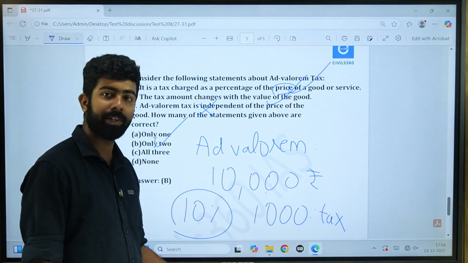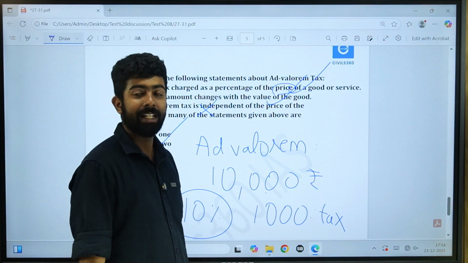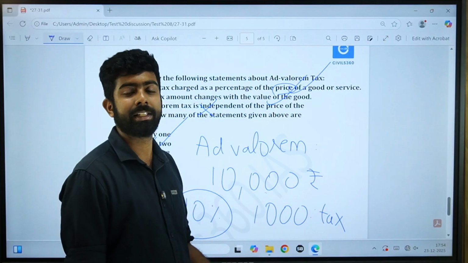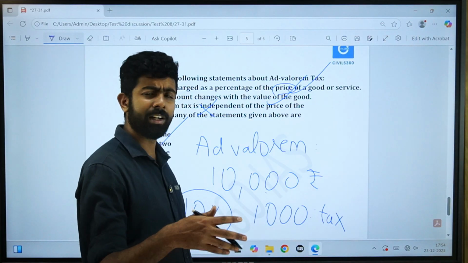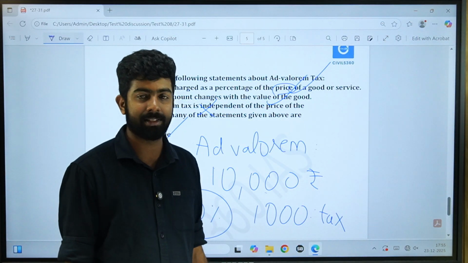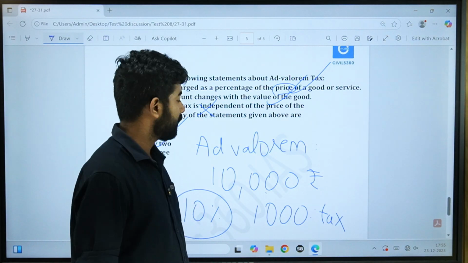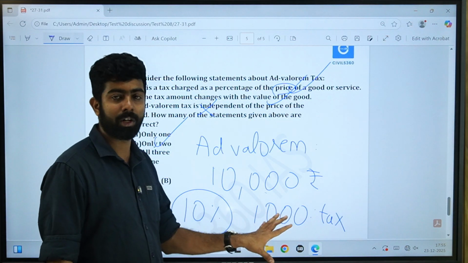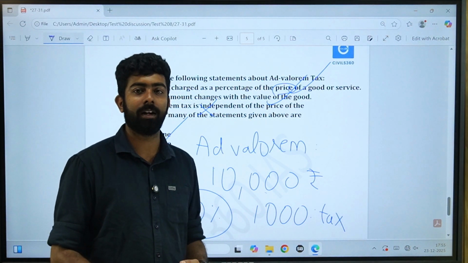I hope the difference between ad valorem and specific tax is clear to you. Sales tax and value added tax are ad valorem taxes. Then there are different classifications of taxes, like multi-stage taxes and single stage taxes. But this is the concept of ad valorem and specific tax. I hope this concept is clear as well.